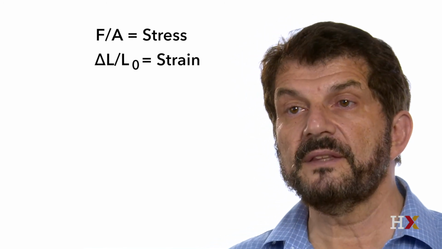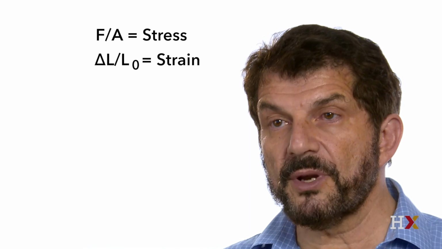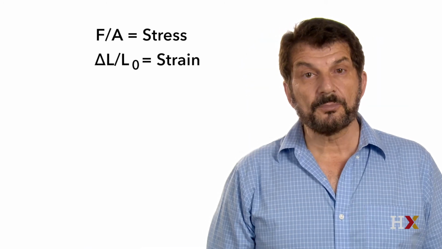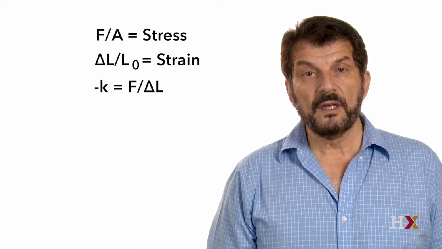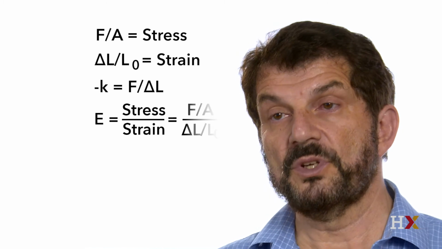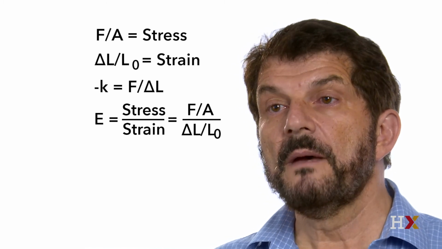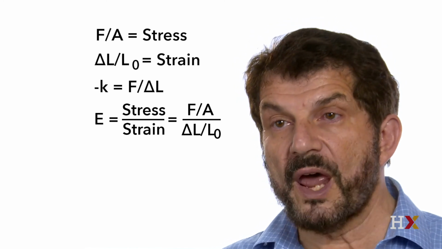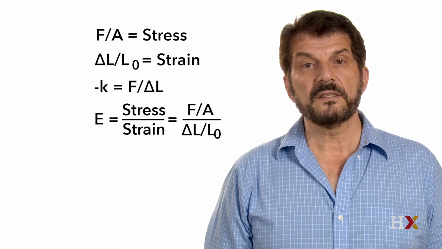Now I can calculate the elastic constant in the same way that I calculated the spring constant. To calculate a spring constant, I take a force and I divide it by a change in length. For the elastic constant of the steak, I take the stress, which is the force divided by the area, and I divide that by the strain, which is the relative change in length. And that gives me the elastic constant of the food.